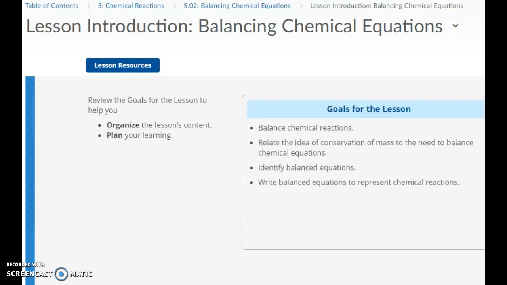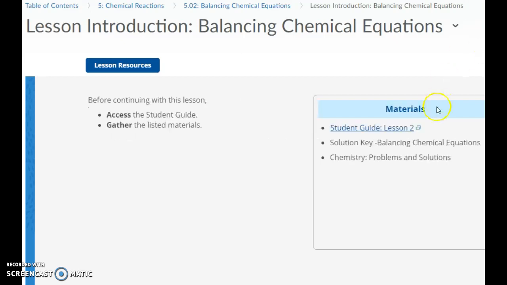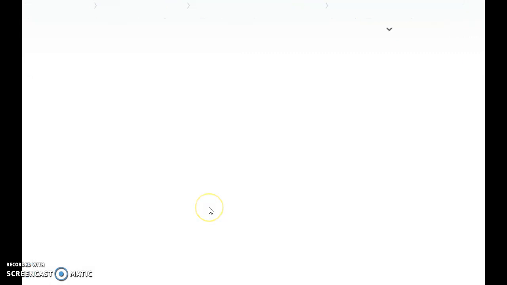Goals. Balanced chemical reactions relate the idea of conservation of mass to the need to balance chemical equations. So, this would be a good sentence to write down in a slightly different form. The reason why we balance chemical equations is to show the conservation of mass. Identify if an equation is balanced and write balanced equations to represent chemical reactions. If you want to go into the lesson to get that, you are more than welcome to.